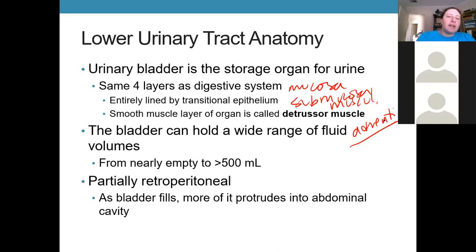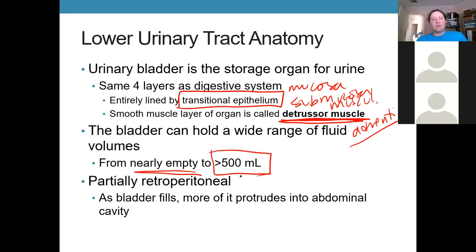Now the mucosal layer here has transitional epithelium, which hopefully I touched on well enough in the tissues lecture, but transitional epithelium is unique to the urinary system because it's really good at stretching and then shrinking back down. The smooth muscle of the bladder is called the detrusor muscle, and that includes the part that is thickened at the opening of the urethra and acts as a sphincter. Now the bladder is really good at storage, so it can go from nearly empty to holding more than 500 mils or milliliters of fluid.